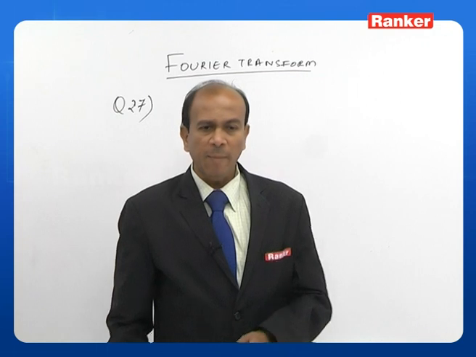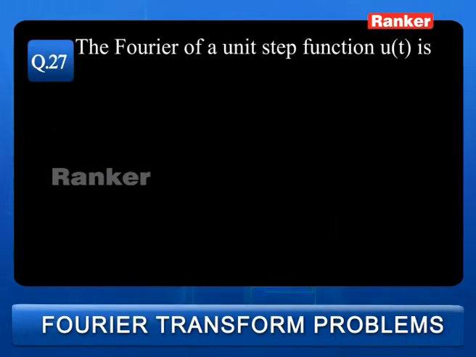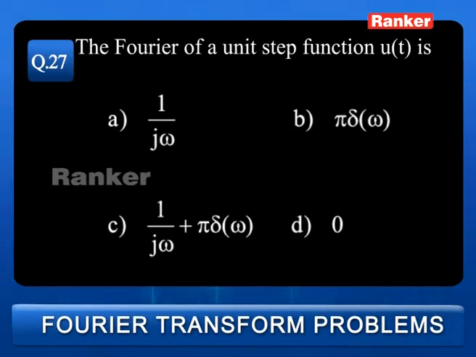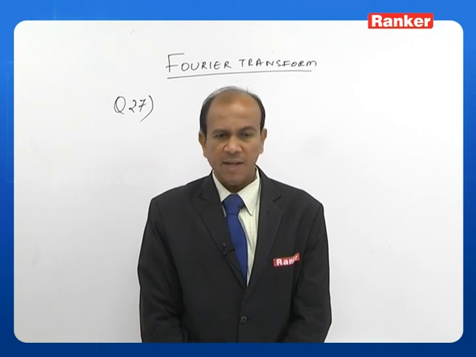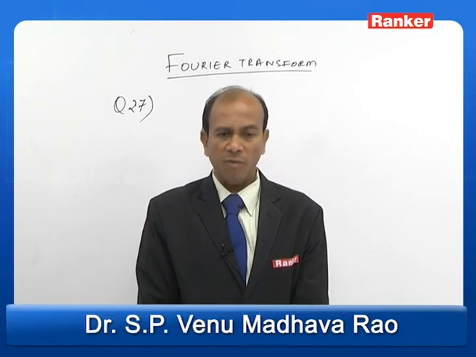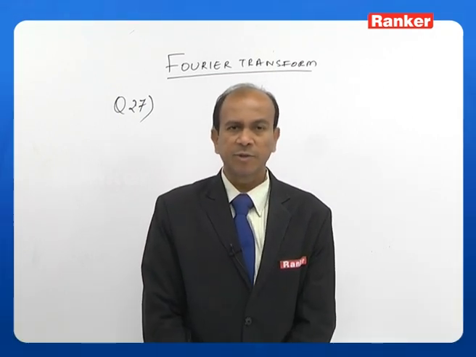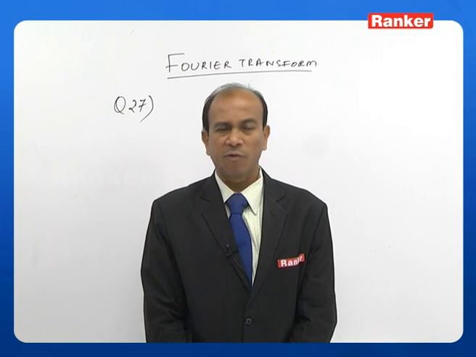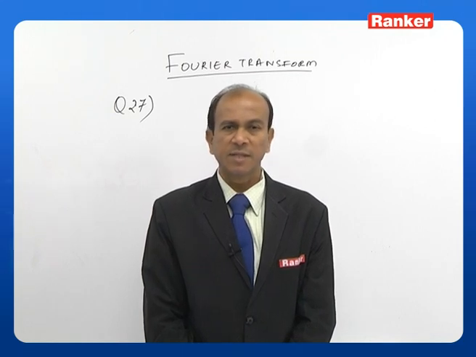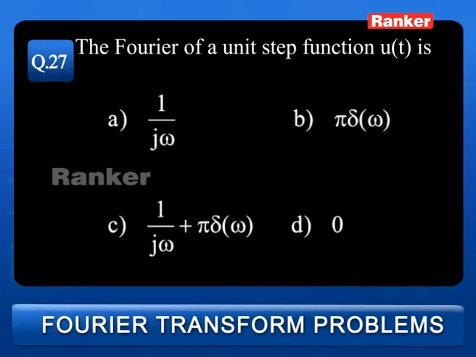Let us look at question number 27. The Fourier transform of a unit step function u of t is A. 1 by j omega, B. pi into delta of omega, C. 1 by j omega plus pi into delta of omega, D. 0. The answer is 1 by j omega plus pi delta of omega. This we have solved in our earlier solutions of some of the basic formulae, where we have proved that this is in fact equal to that. So the answer is C.